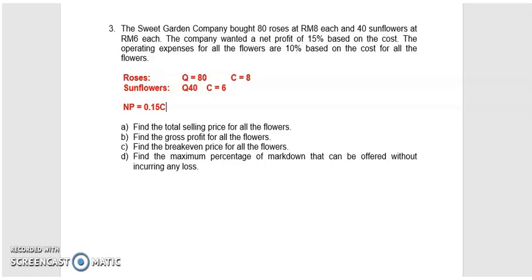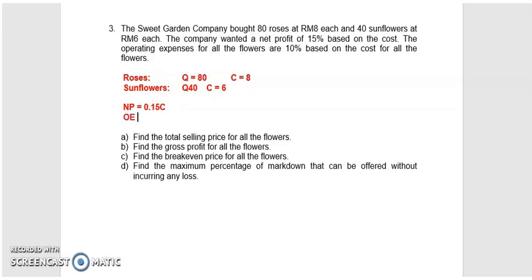The operating expenses for all flowers, okay, so OE, are 10% based on the cost, so 0.1 C. Okay, note here that net profit and operating expenses both are based on cost. Okay, so now we have two different costs. So here we need to calculate total cost for roses and sunflowers. Okay, so this is for 1 unit. 6 ringgit also for 1 unit.